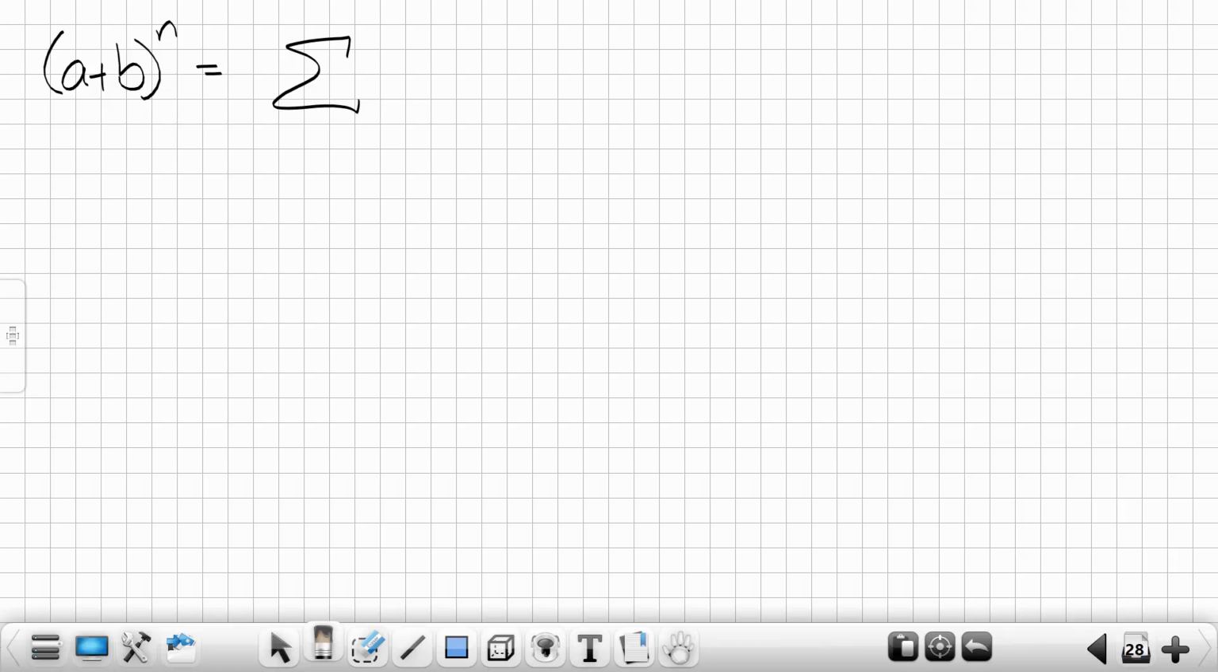Okay, so the sum as k goes from 0 to n of n choose k, a to the n minus k, b to the k. This is uppercase sigma. It is summation notation. Yes, it rhymes. Okay, in English.